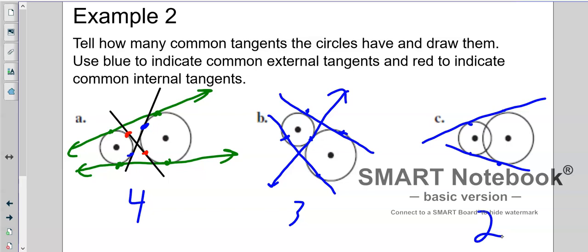Oh, sorry, it says use a blue line to indicate common external tangents and a red to indicate common internal. So I should have changed those colors up, sorry. So since I messed up, let's just label them. So this one's internal, this one's internal, external, external. This one's internal, external, external, and these are both external. Okay, and internal, you know, it's in between them. That's an easy way to remember it. Sorry about that.